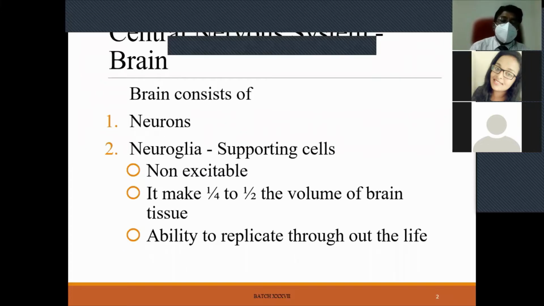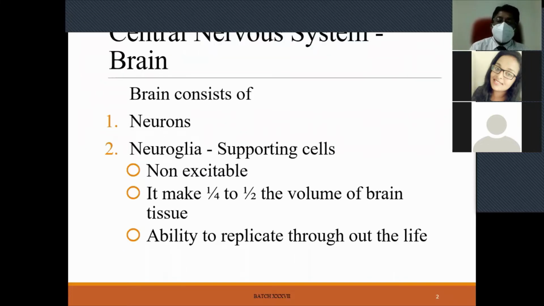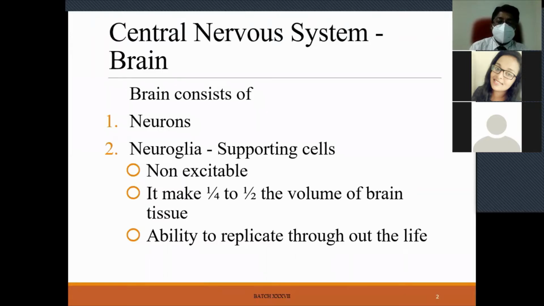So in addition to the neuron, there are some supporting cells. These supporting cells are known as neuroglia. Neuroglia cells are somewhat different, actually very different from neurons. The main difference is that these neuroglial cells are non-excitable cells, because when we talked about the neurons, we said that they have two main characteristics, that is irritability and conductivity.